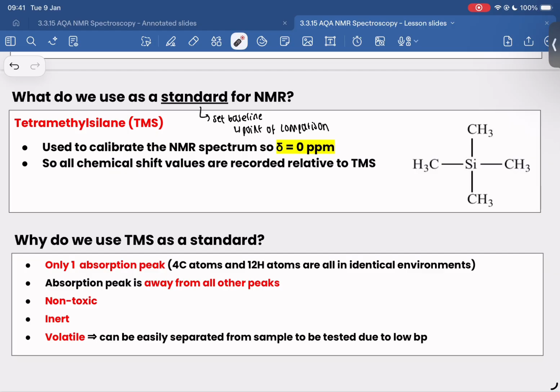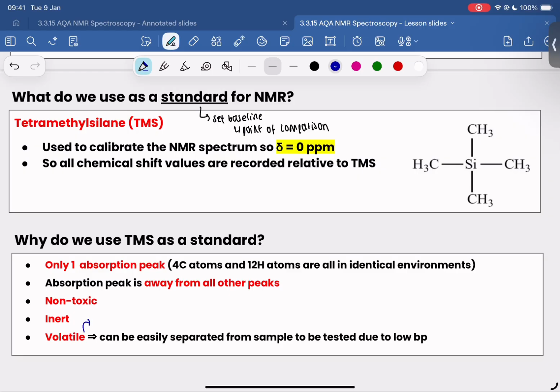But there are different properties of TMS that make it very useful as well. The first property is that there's only one absorption peak because the 4 carbon atoms and the 12 hydrogen atoms are all in identical environments. The absorption peak is also much further away from all the other peaks, meaning you won't mistakenly confuse a TMS peak with peaks from your sample. It's also non-toxic, it's inert, and it's volatile, meaning it has a low boiling point.